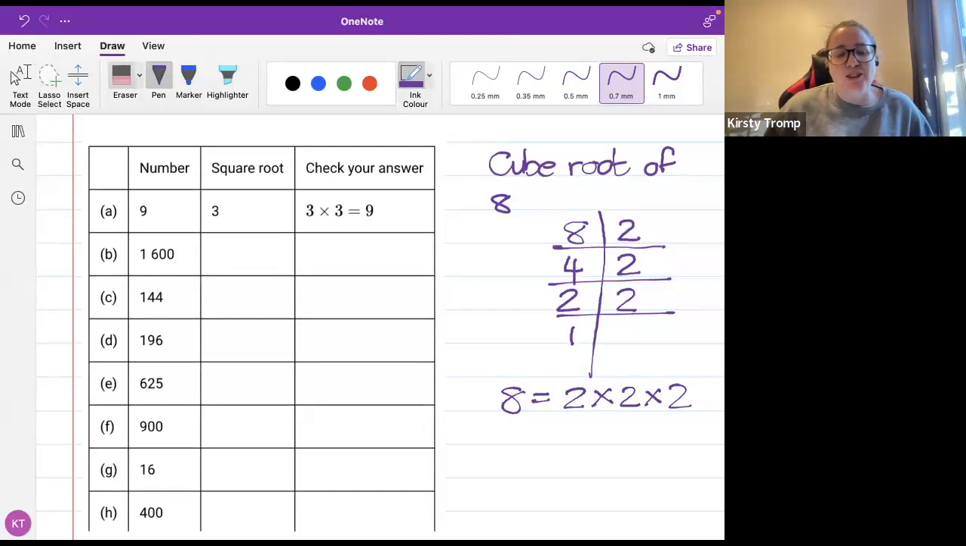2 times 2 times 2. So what's the cube root of 8 going to be? It's going to be 2, hey? Yes. Well done. Okay, can you see how we can use last week's lesson? Yes, ma'am. Thank you. Okay, you're welcome, Setu. All right.